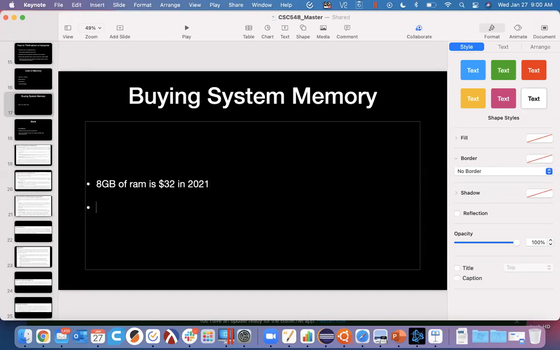Now in 1994, I bought an 8 megabyte memory chip.